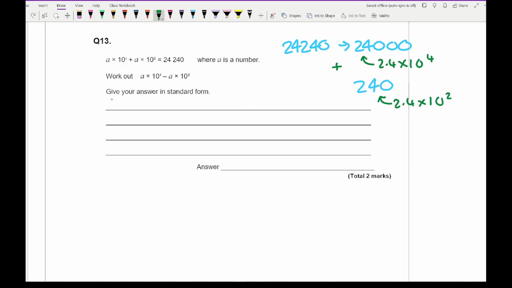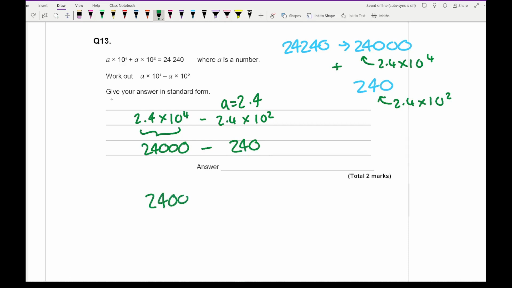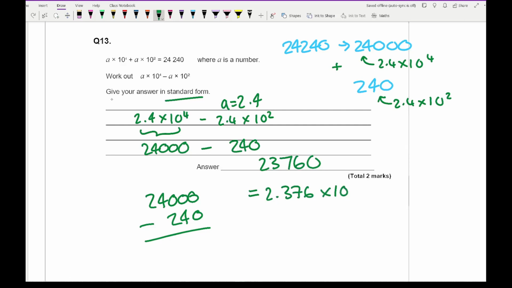So from this we know that a equals 2.4. So then from this, what we want to do is 2.4 times 10 to the 4 minus 2.4 times 10 to the 2. So this is 24,000 minus 240. And again, if you work that out using simple subtraction, you should get an answer of 23,760. And then we want to write that in standard form. So it's 2.376 times 10 to the power of 4, and there is my final answer.